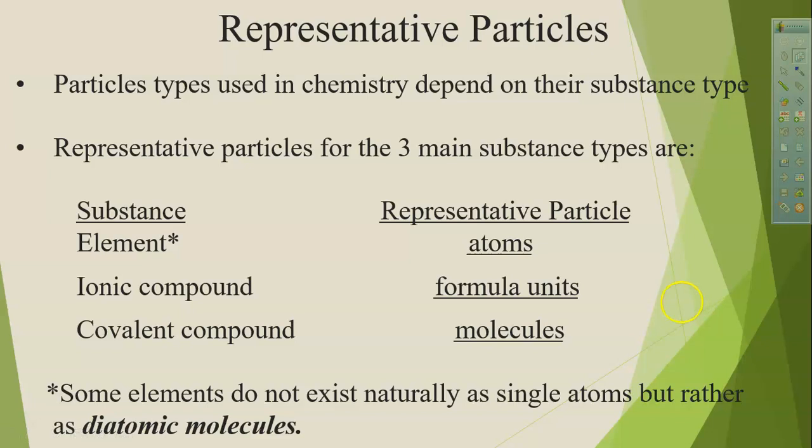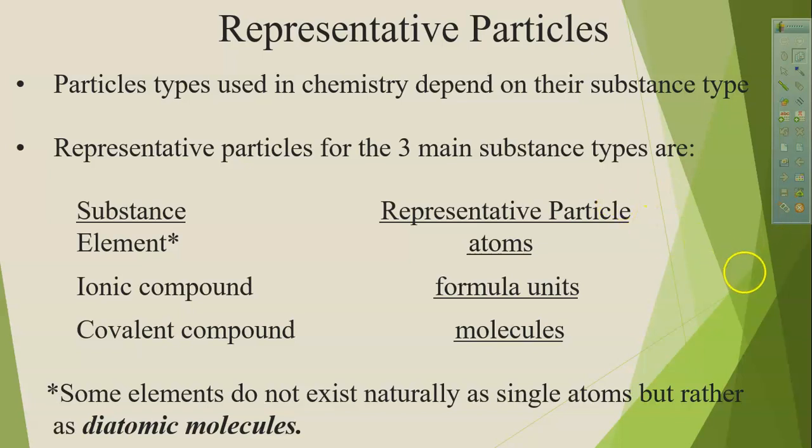Okay, so back to representative particles for a second. Particle types used in chemistry depend on their substance type. Remember that we gave certain names to certain substances. So elements, we call them atoms, like an atom of iron or an atom of sulfur. An ionic compound is a metal bonded to a nonmetal, and we call those formula units. A covalent compound is 2 or more nonmetals bonded together, and we call those molecules.